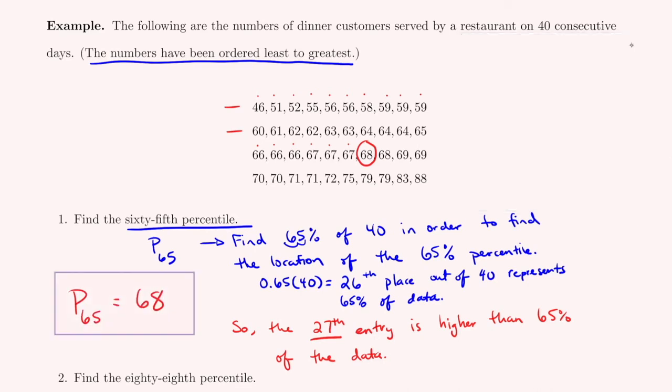So keep in mind here, we knew how many data values there were. So we use the fact that it needs to be higher than 65% to find the location in the 40 data points where we were exactly at 65% of the data. So we found 65% of 40, that was 26. So digits 1 through 26 comprise exactly 65% of the data. So the next score over is now higher than 65%.